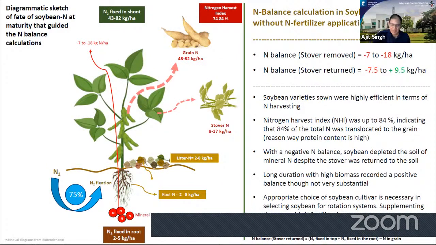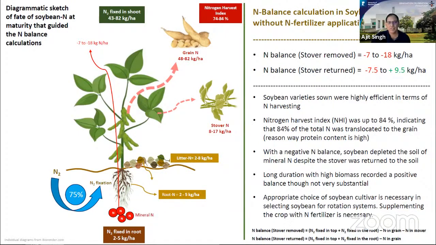Okay. So I have summarized my results into this diagram here. Now this is a system, and the ones in red are the ones that are being removed. 74-84% of nitrogen is being removed in the grain of soybean, and at least 8 to 17 kg is in the litter, which is returned to the soil. If it is returned to the soil, yes, certainly, it's good. If it is not, then we lose this as well.